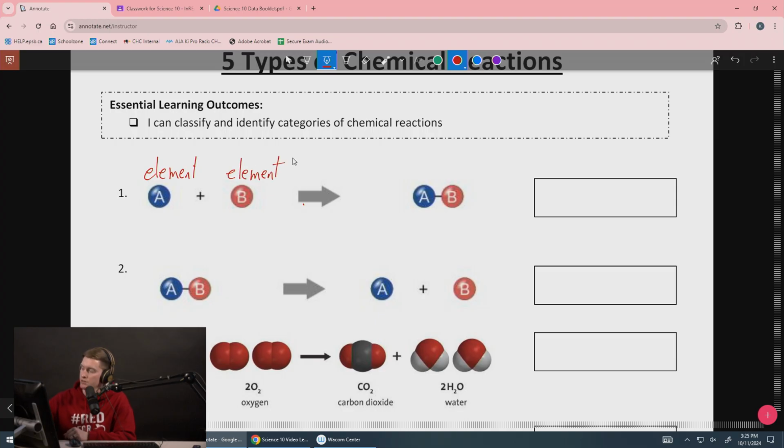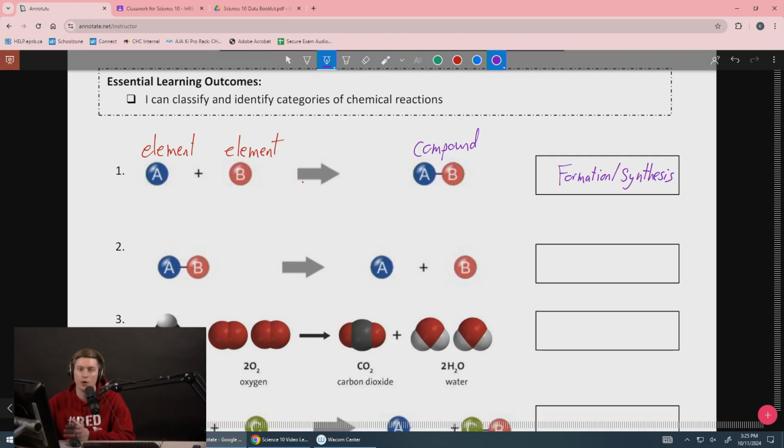which come together to form a compound, and truthfully, you could have more than 2 elements come together to form a compound. But if you have elements come together to form a compound, you end up with a reaction called a formation reaction. This is called a formation or a synthesis reaction. Elements coming together to form a compound.